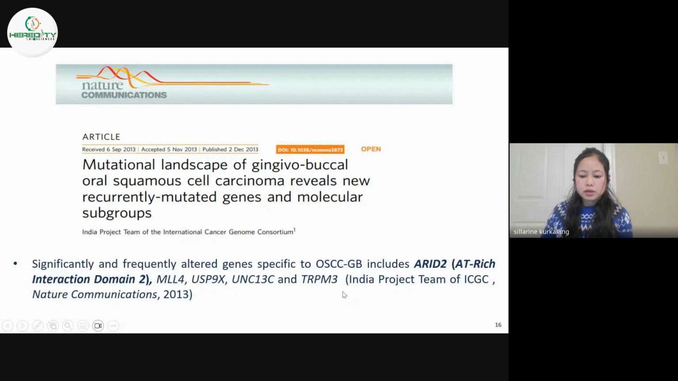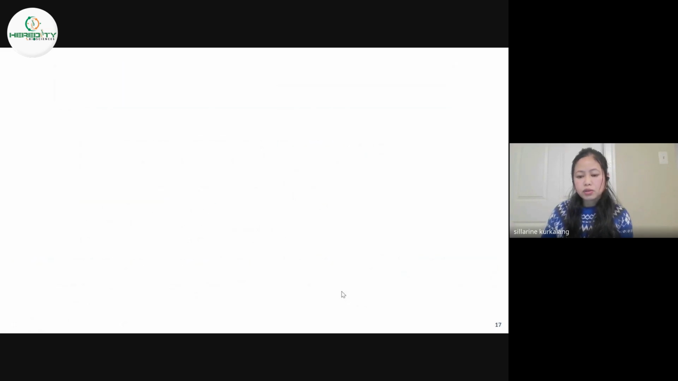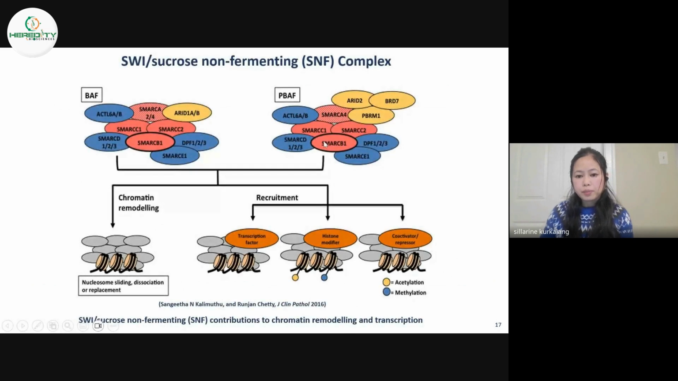ARID2 is a chromatin remodeling gene. It belongs to the PBAF complex, which is a subunit of the SWI/SNF complex, known to be involved in chromatin remodeling and transcription. So this gene is one of the main components of the PBAF complex, along with BRD7 and PBRM1.